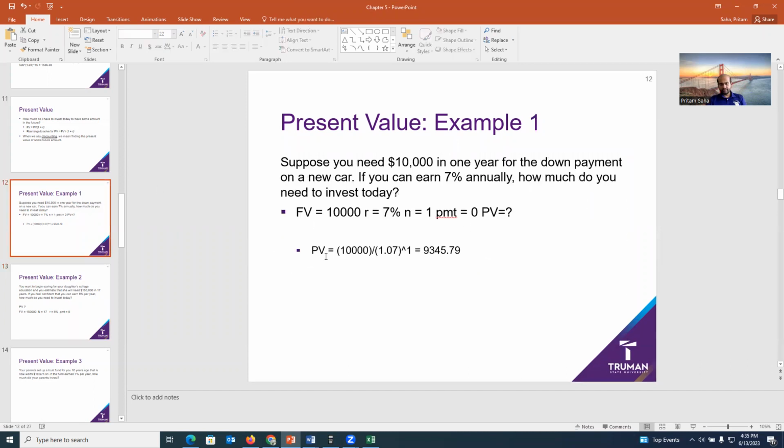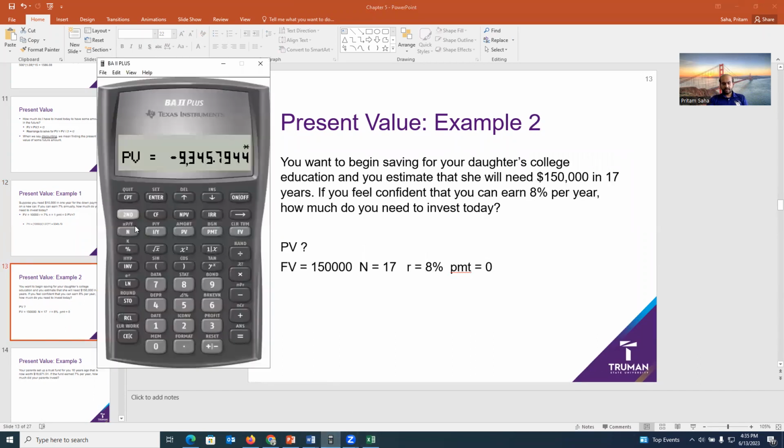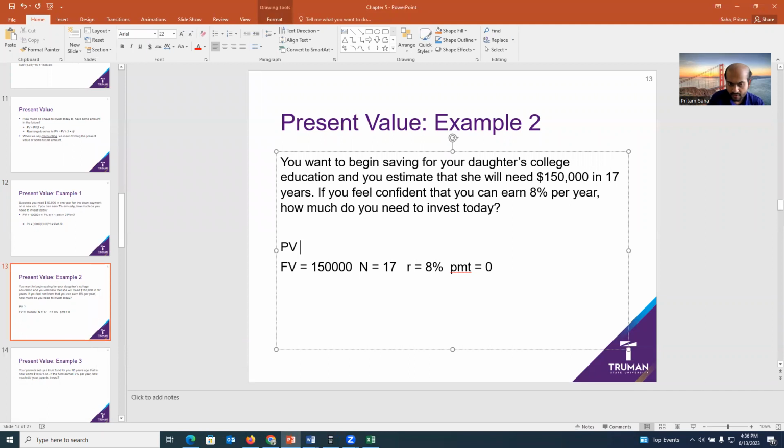You can also use this formula, okay? On the financial calculator, again, clear. N is 17, rate is 8. Payment 0. You will receive that cash flow, so future value should be positive. Compute present value. The answer is 40,540.103. That's it.